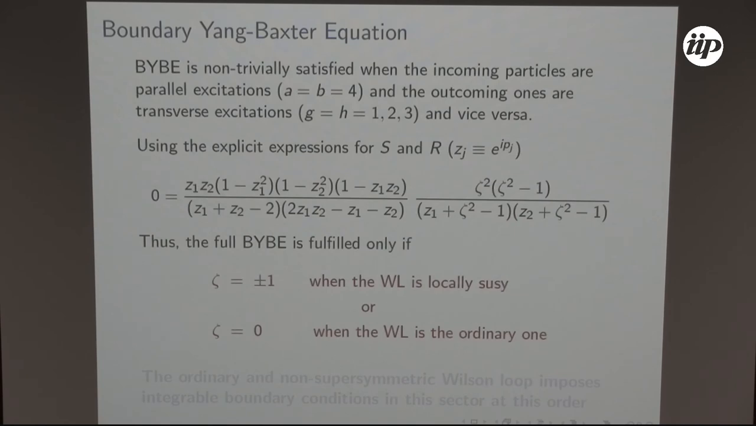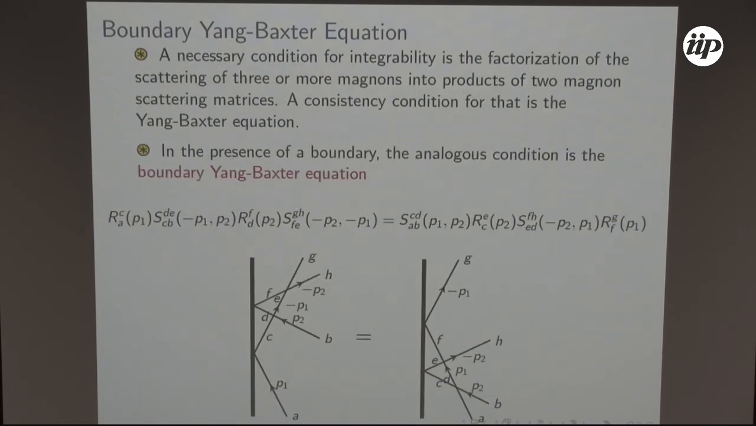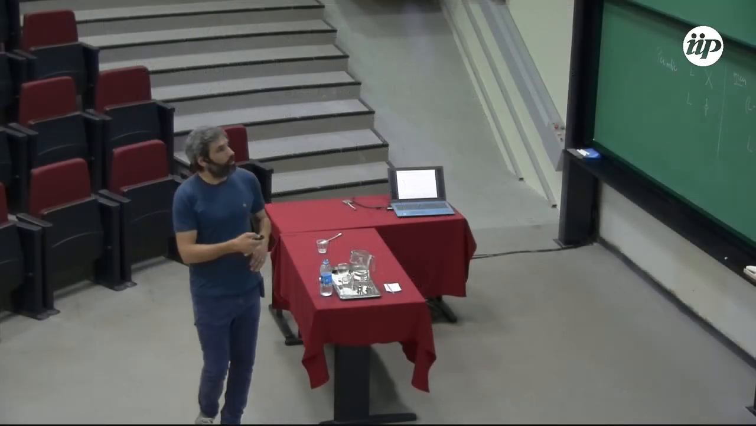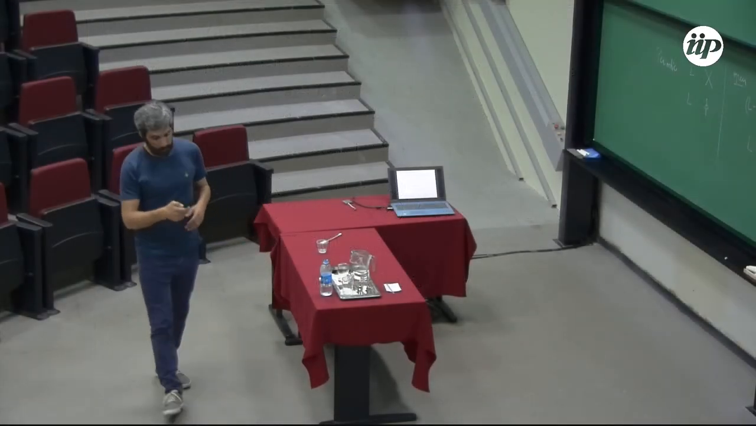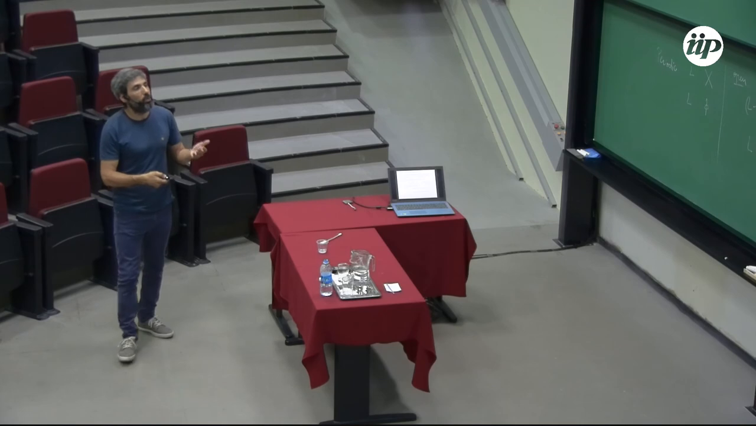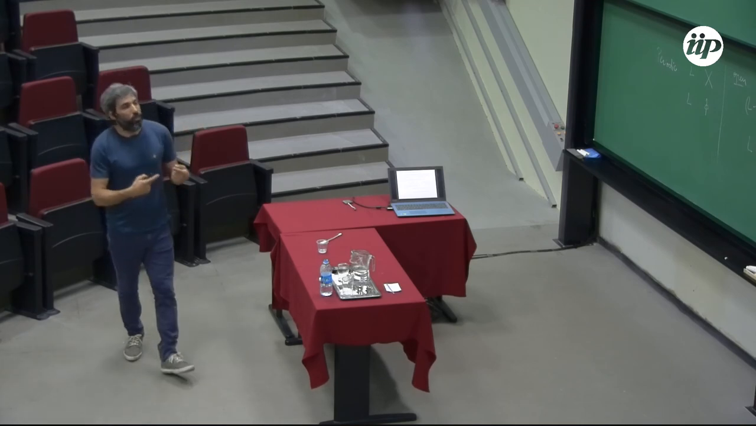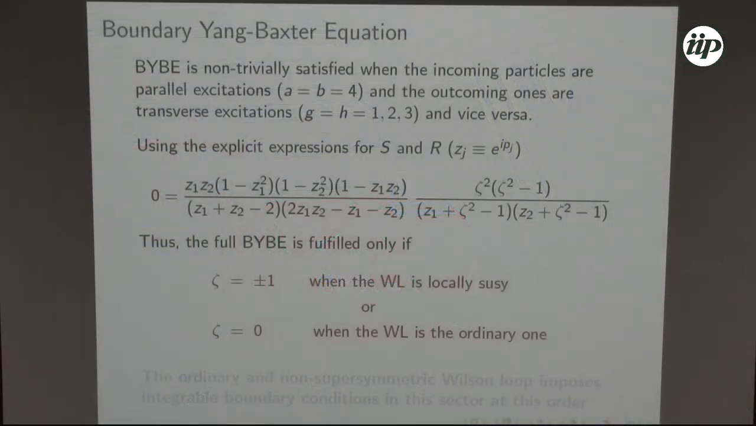Of course, this is a matrix equation because you can have different flavors in the incoming and outgoing particles. So there are many components. Many of them are trivially satisfied, but there are a few which are not trivially satisfied. And then you have this equation. And of course, you want this to be valid for any value of the momenta of the incoming particles.